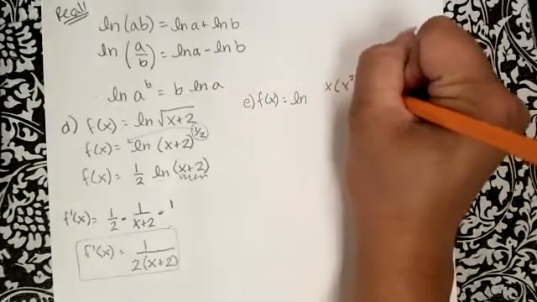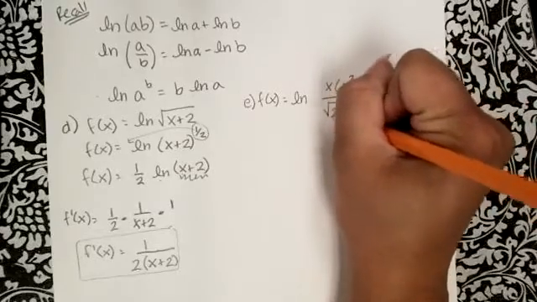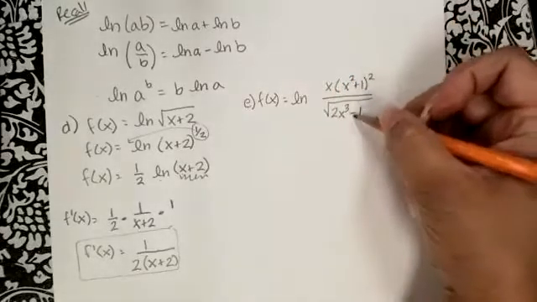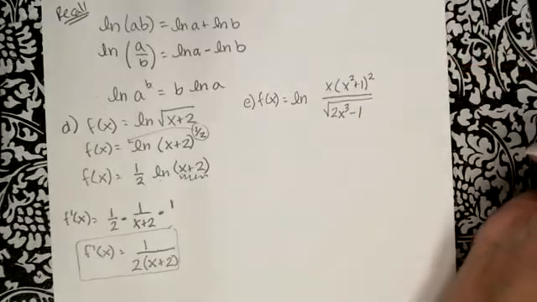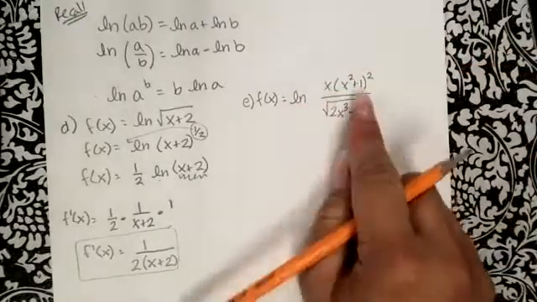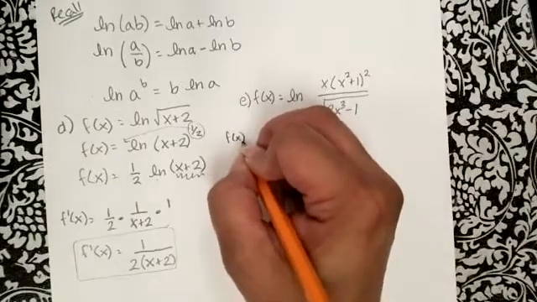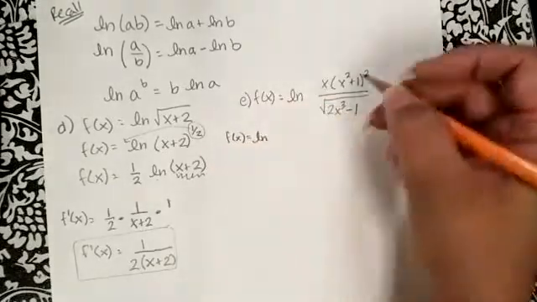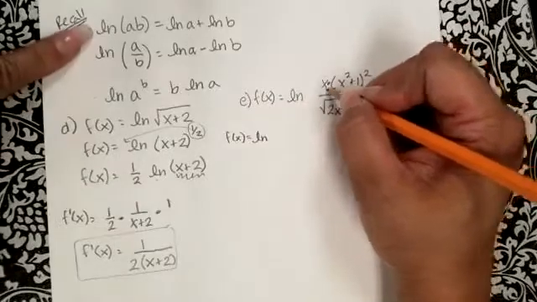Now, you're definitely going to want to use the properties on this one, because if not, you're stuck doing the quotient rule, the product rule, and the chain rule. So I'm going to go ahead and separate all these terms, okay? So I have f of x equals natural log. This right here is the product rule. So that's going to be the first step.